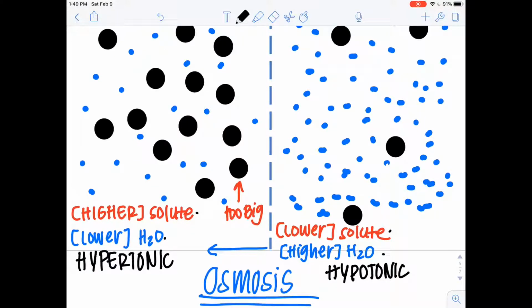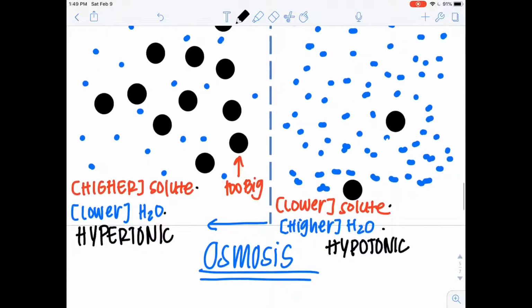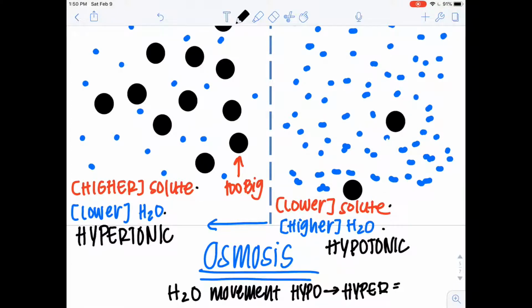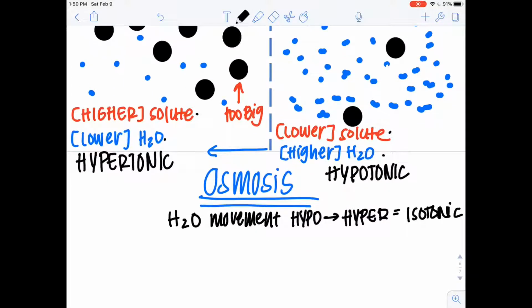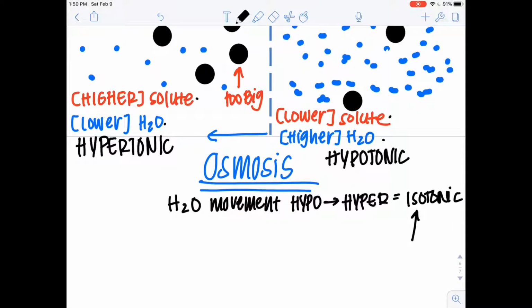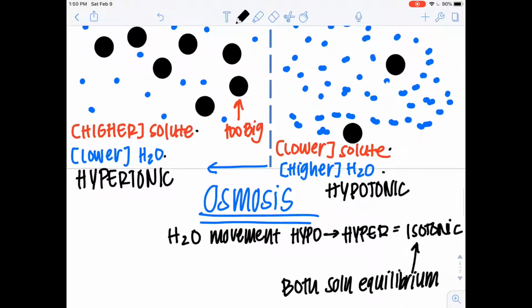So to answer our question, what is the relationship between tonicity and osmosis? Well, with osmosis, the water molecules are always going to move from a hypotonic solution to a hypertonic solution, which creates an isotonic solution. And an isotonic solution is a solution that is at equilibrium. So both sides or both solutions have equal concentration.